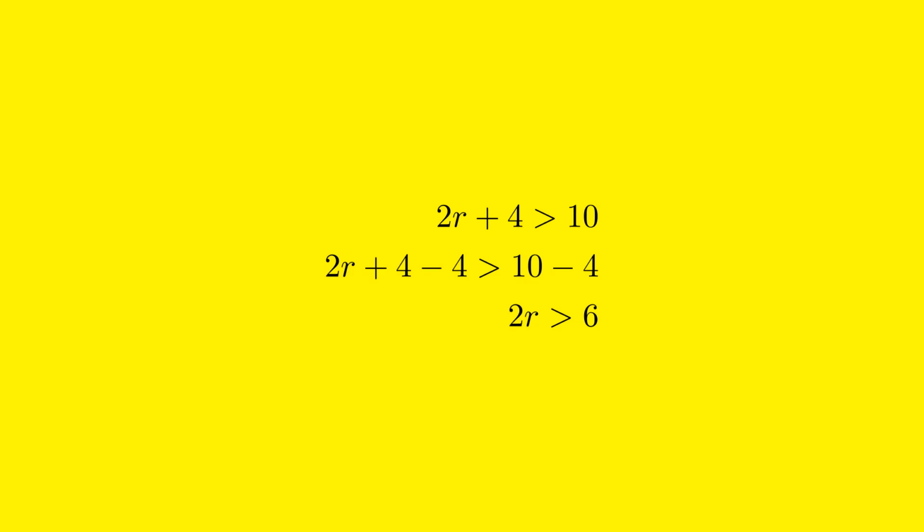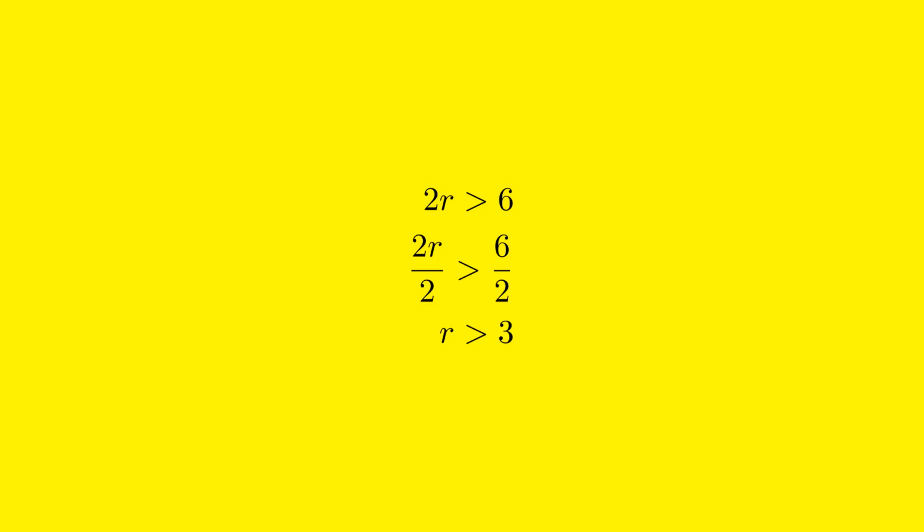The goal of isolating the variable r remains clear, and we've taken the first step by removing the constant term on the left side. At this stage, our expression is altered from 2r + 4 > 10 to 2r > 6. We will continue solving the inequality in the following steps, but for now we've successfully simplified it to make it easier to solve for r.